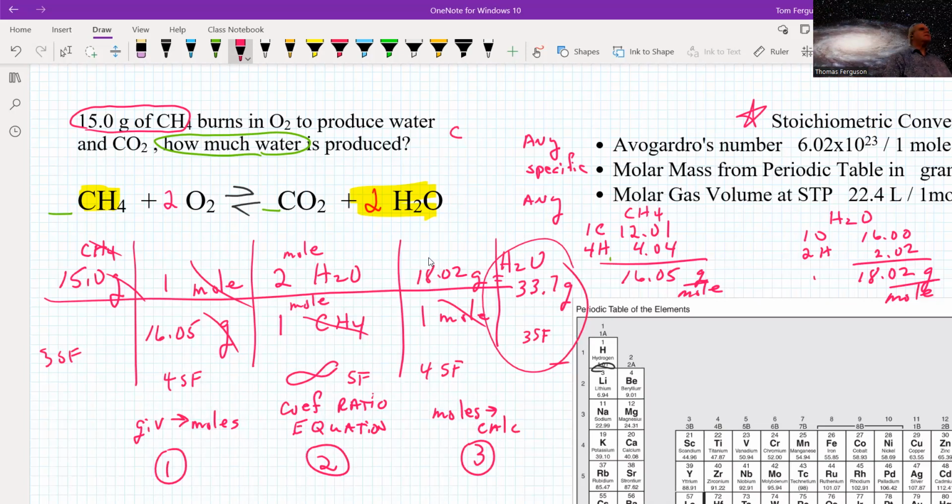So 3 parts. First part's convert to moles. Second part is you're looking at the ratio of the coefficients from the balanced equation. You want to put what you're starting with on the bottom so it cancels. On the top is what you want to end up with. Then lastly, you're going from moles to whatever you're trying to calculate, whether it's grams, liters, number of particles, number of atoms. Okay, so always 3 steps.